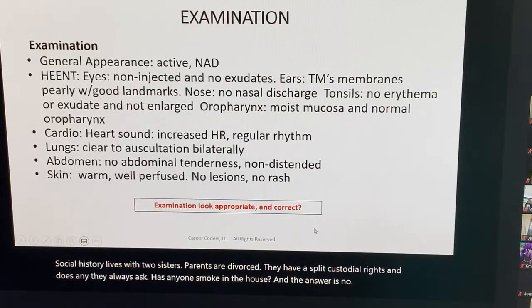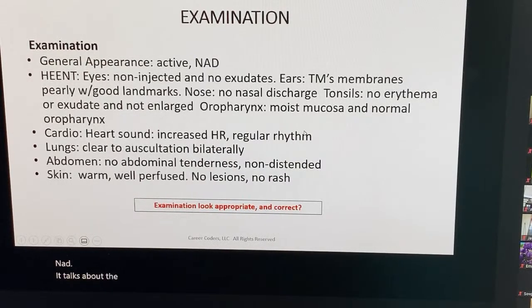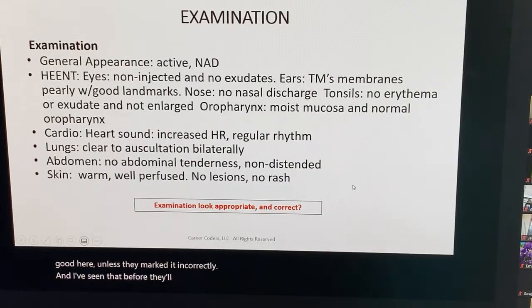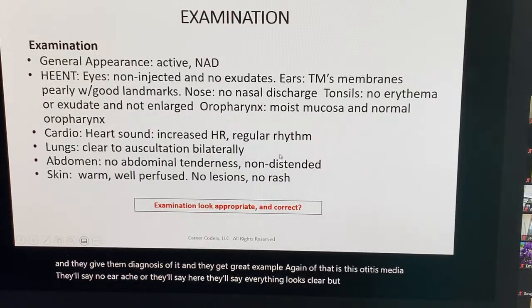So the examination for this patient says general appearance, active, NAD, talks about the eyes, the ears, and the ears are good landmarks, and there's nothing wrong with the oropharynx, so I know it can't be an ear infection they came in for, because everything looks good here, unless they marked it incorrectly. But I've seen that before. They'll say something looks good, and that's what they came in for, and they give them a diagnosis of it. A great example again of that is this otitis media. They'll say no earache, or they'll say everything looks clear, but yet they use a diagnosis of otitis media.